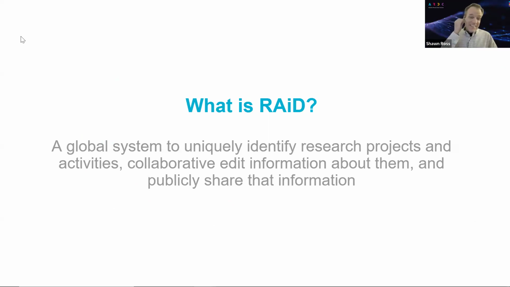So RAiD, as it says in the slide, is a global system to uniquely identify projects. RAiD is a persistent identifier for research projects, but it's more than that too. We also aim, and you'll hear a little bit more about this a bit later as well, to be not only DOI-like as an identifier, but also ORCID-like in providing a global registry of research projects. So we provide ways to edit information about the projects and share that information.